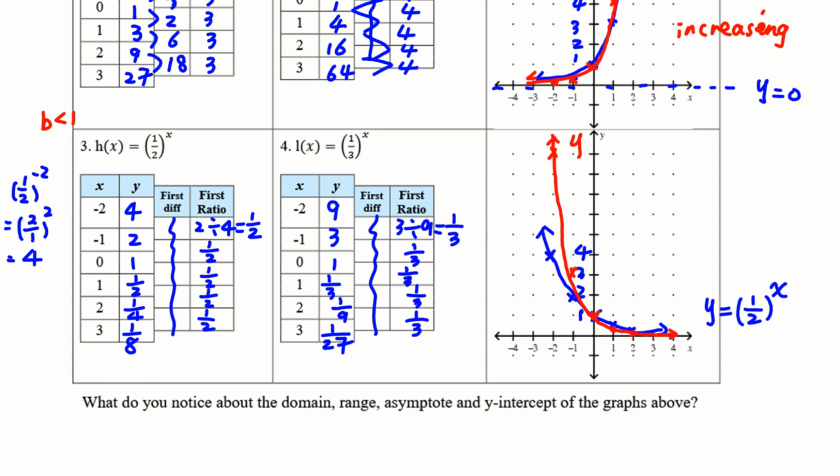This is y equals 1/3 to the exponent x, and again they have a horizontal asymptote y equals 0. This graph will get closer and closer to y equals 0, but will never ever cross it.